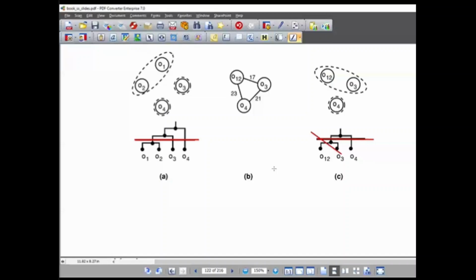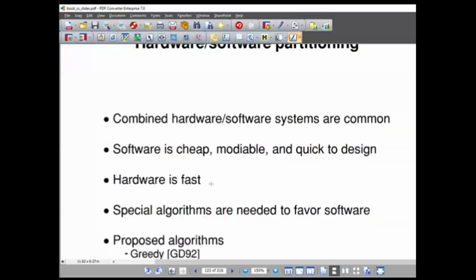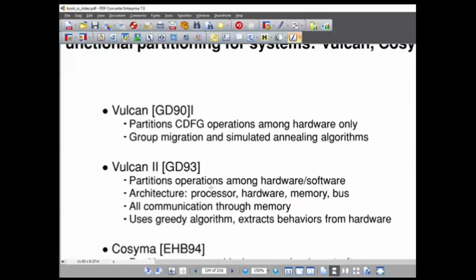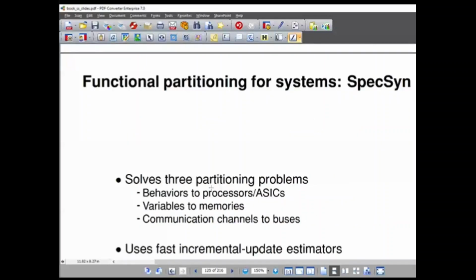Various types of algorithms have also been proposed, like the greedy algorithm, hill climbing algorithm, binary search, and constrained search with hill climbing. Variations of these are also there, which we need not compare, because a selective part is sufficient for you. Another is SpaceSync, which allows system partitioning, functional partitioning at the system level.